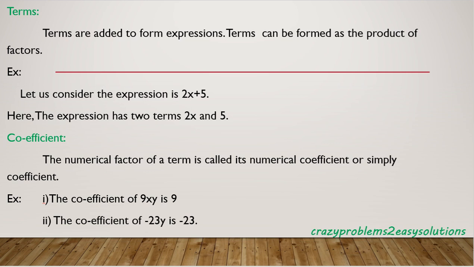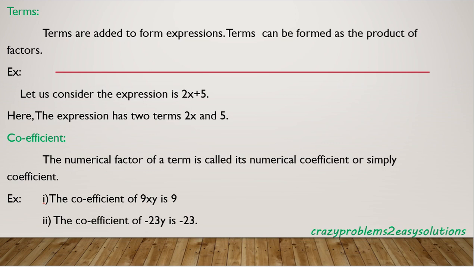Let us consider one algebraic expression, 2x plus 5. Here 2x is one term and 5 is another term. So terms are added together to form expressions, and terms can be formed as the product of factors. For example, consider 2x: its factors are 2 and x.